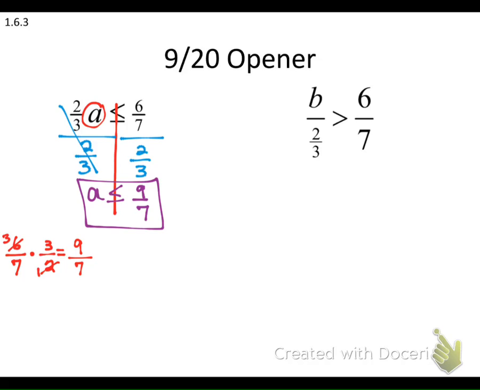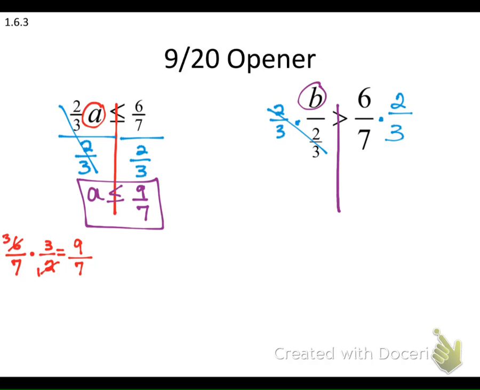All right, let's take a look at the next one. b over 2/3 is greater than 6/7. So my goal is to get the b by itself. So how am I going to get the b by itself? Brendan? Yeah, I'm going to multiply. So I'm going to multiply each side by 2/3. When I do my multiplication, I write it off to the side, so then it's easier for me to show that it's canceling. So when I go to show my multiplication on the right side, I'm going to line up my numerators and my denominators together.